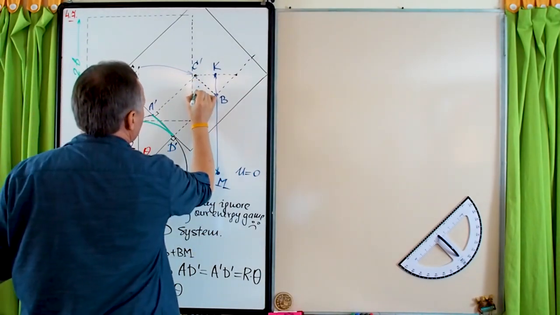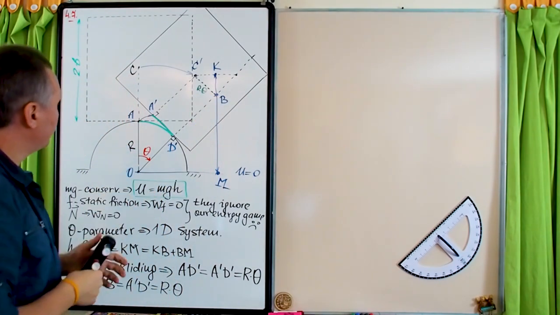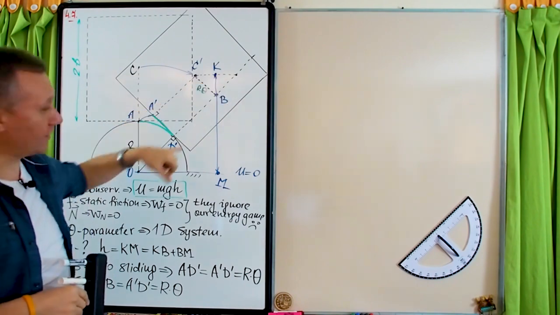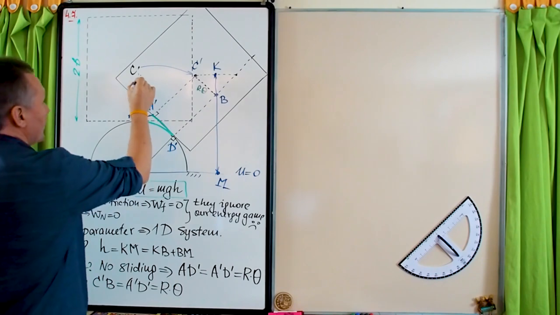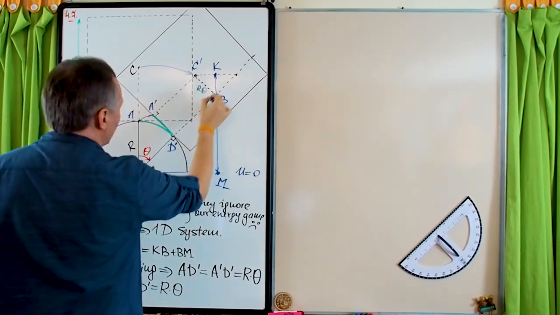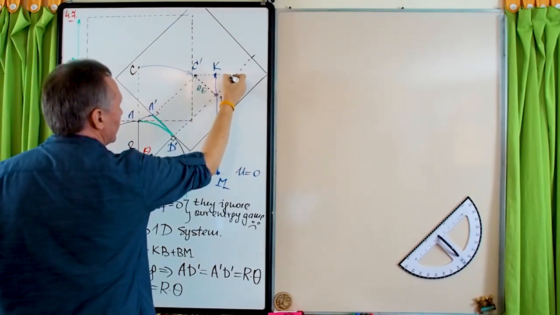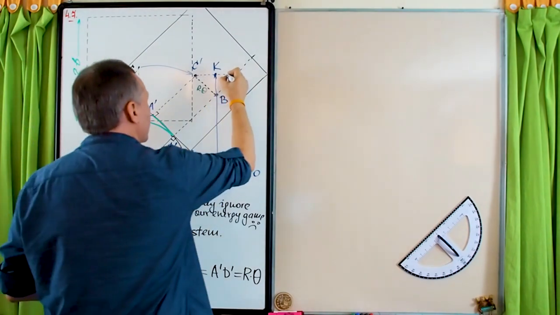Okay, let me emphasize. So this is R theta. Then angles. Now we need to find one of these angles and relate it with this one. So first, you can look at this big triangle, right? This one. If this is theta, this will be 90 degrees. So this angle will be 90 minus theta, right?